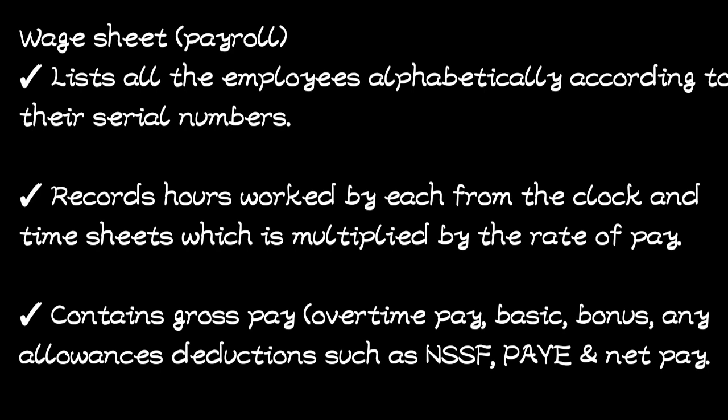So the wage sheet lists everything. It has all the employees listed, then it shows the hours worked. It also contains the gross pay plus the net pay. And it is this wage sheet or the payroll sheet that is used when paying workers their salaries or their wages.